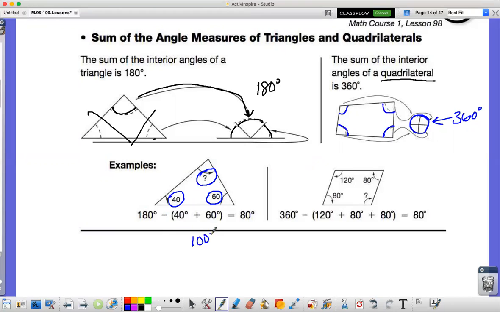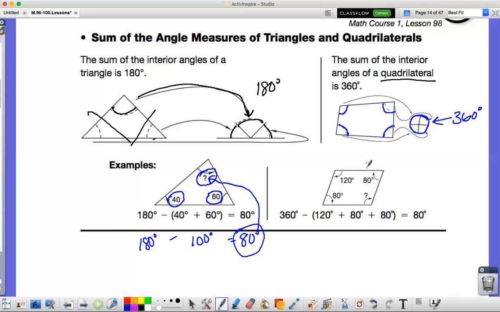We know that those add up to 100 degrees, and we know that if we take 180 degrees minus that 100 degrees, you get the remaining corner, which is 80 degrees for this one. So we now know what that missing element was.